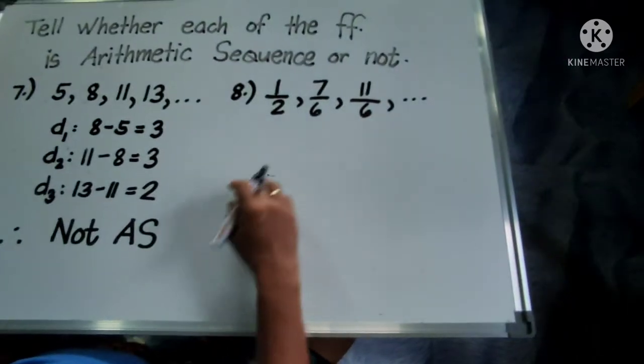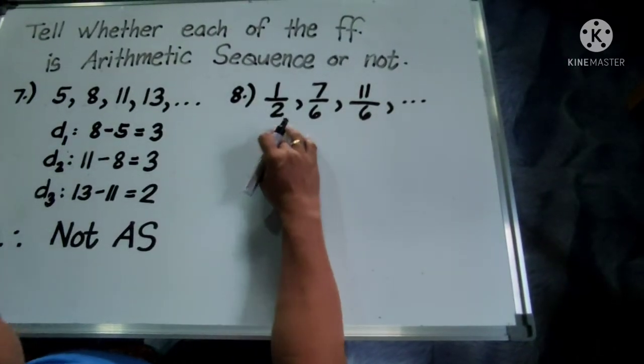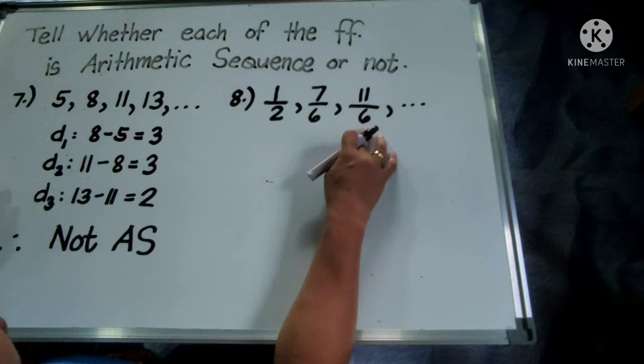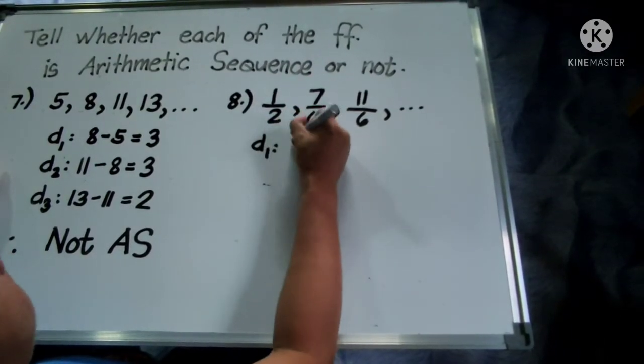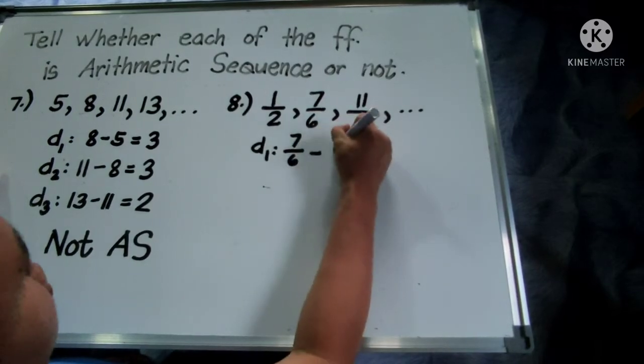Okay? Now let's proceed to number 8. You are given 1/2, 7/6, 11/6, and so on. So our first difference, you will have 7/6 minus 1/2.